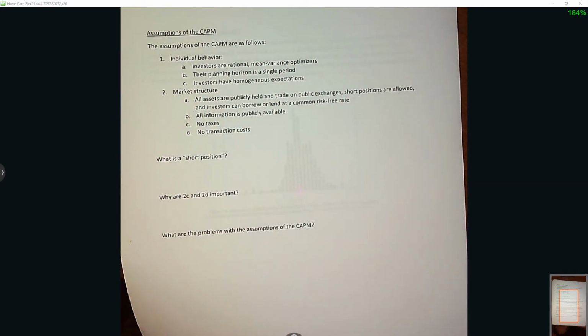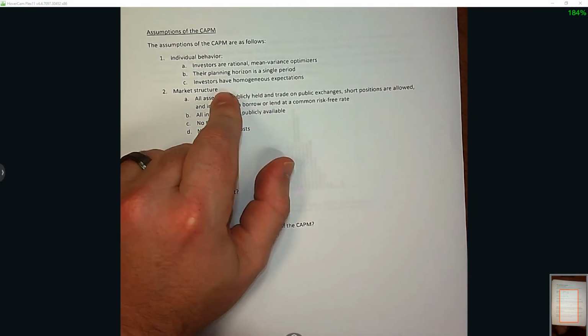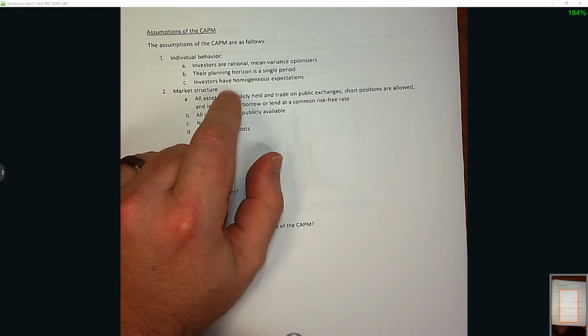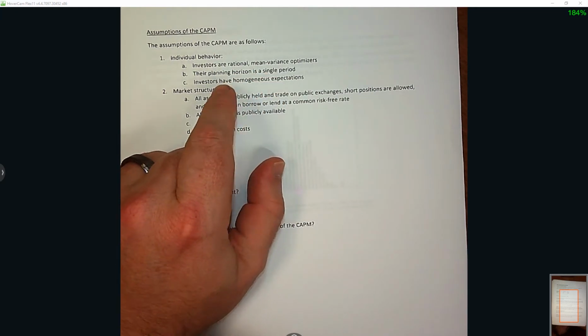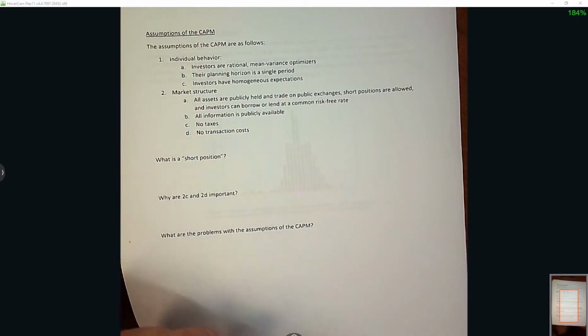The last is that investors have homogeneous expectations. So we have the same expectations. That one's not necessarily true. A lot of people have different expectations for different stocks. But we have to make this assumption in order for the CAPM to work.